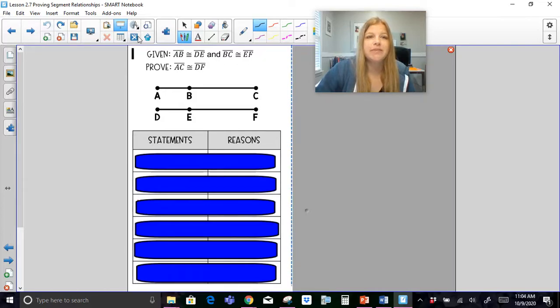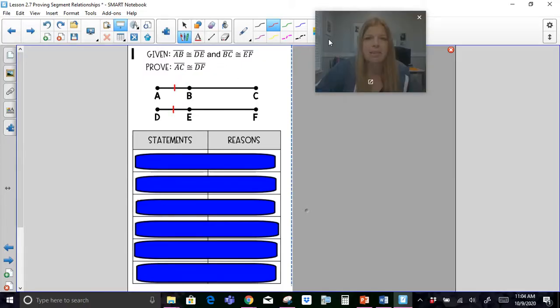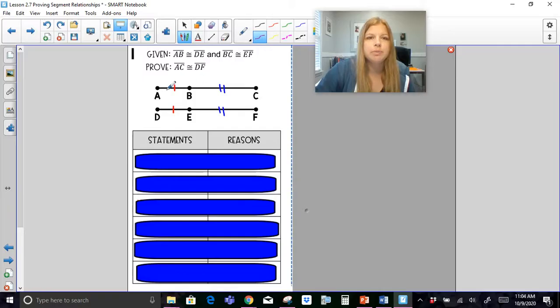So here it says given segment AB is congruent to segment DE. I'm just going to go ahead and mark that up so we can visually see what's happening. Then it says segment BC is congruent to segment EF. Okay, so I'm just going to mark those up. We have to prove that the entire segment AC is congruent to the entire segment DF.